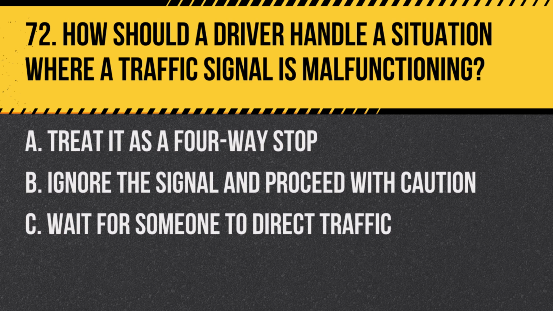Question 72. How should a driver handle a situation where a traffic signal is malfunctioning? A. Treat it as a four-way stop. B. Ignore the signal and proceed with caution. C. Wait for someone to direct traffic. Answer: A. Treat it as a four-way stop. This ensures safety at the intersection.